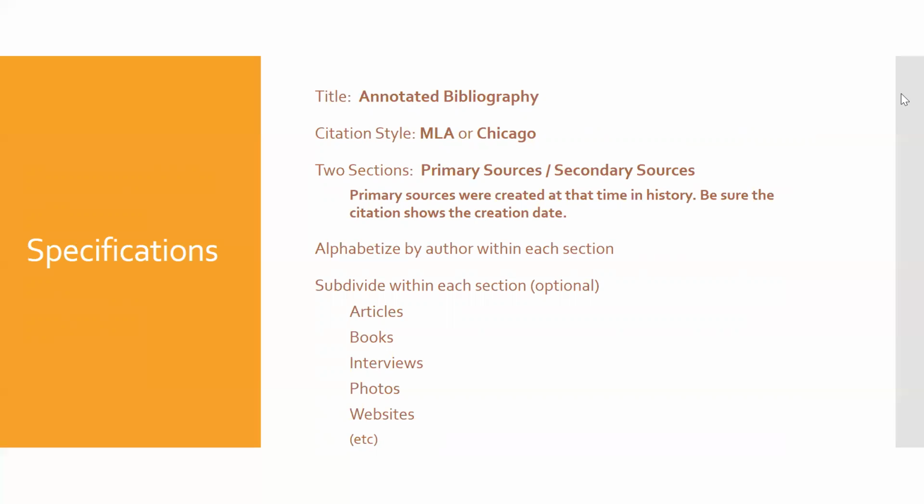Students do need to organize the sources in the bib into primary sources and secondary sources. Remember, primary sources are things that were created at that time in history. So make sure that the citation shows the creation date. Alphabetized by author within each of those sections. And then optionally, you can ask students to subdivide their sources within the primary and secondary sections into articles, books, interviews, images, photos, websites, other kinds of categories.